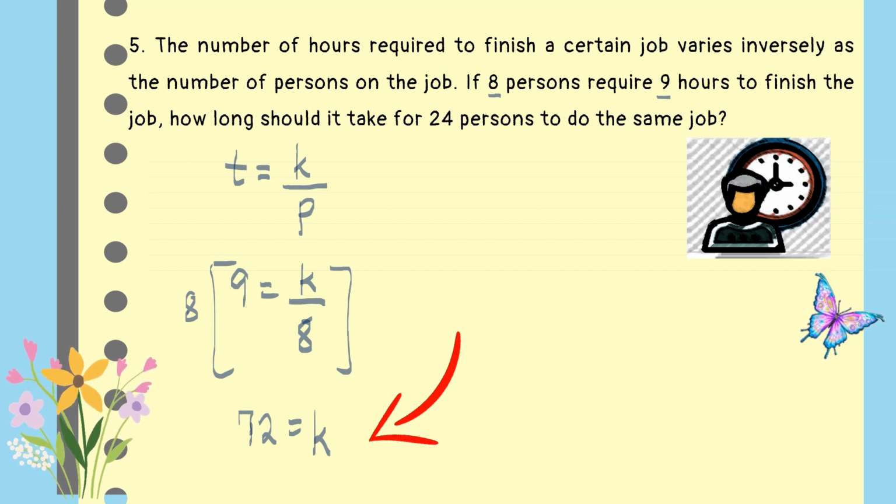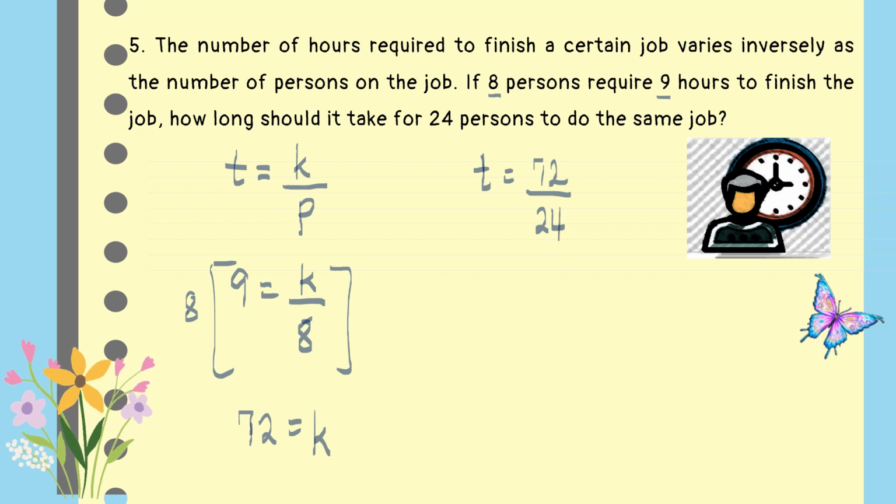How long should it take for 24 persons to do the same job? So we are to solve for T. So T is equal to K is 72 over the number of persons, which is 24. So T equals 72 divided by 24 is 3. So therefore, it will take only 3 hours for 24 persons to do the same job. Is this clear? Alright.